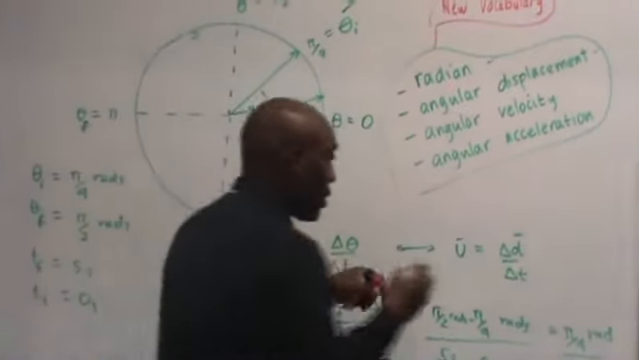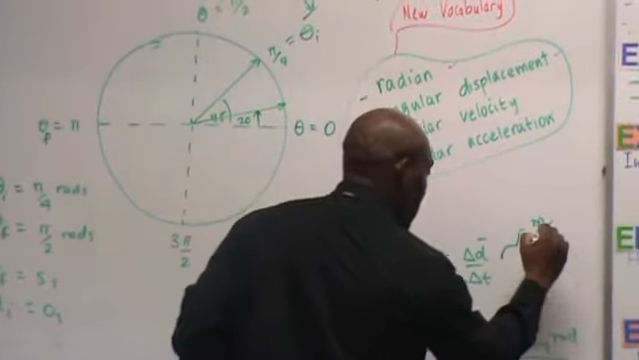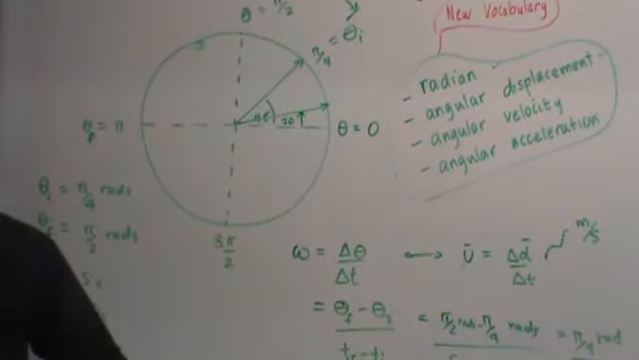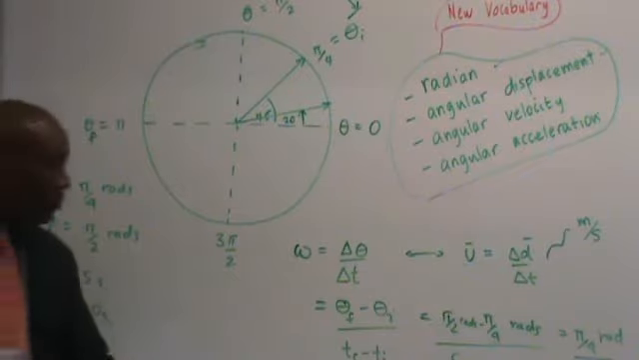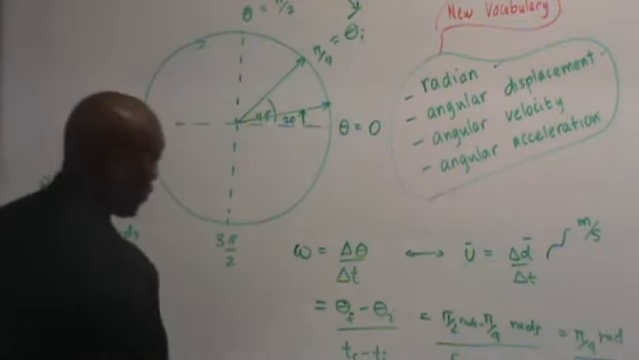What's the unit for linear velocity? Meters per second. So that's one way you can distinguish between the velocities. Are you with me? Yes. So that's an example.